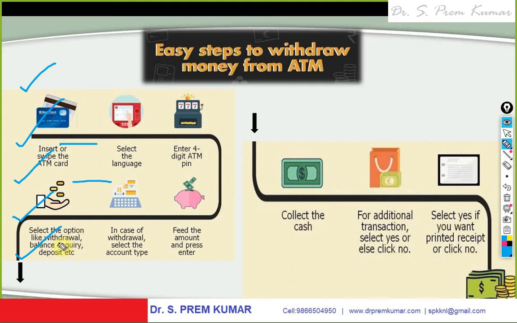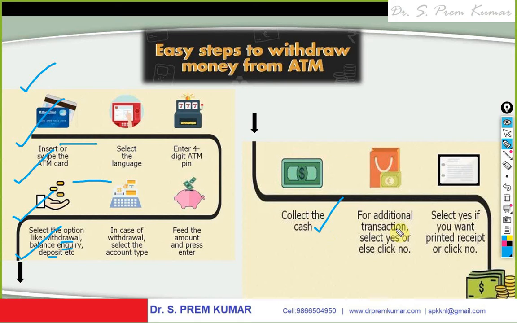And now you select the option whether you want to withdraw, have a balance inquiry, or deposit the amount. Suppose I want to withdraw the amount, I will select the option withdraw. Then what happens? Let me say I want to withdraw 20,000 rupees. If I type 20,000 rupees, immediately the 20,000 rupees is ejected and you get the cash.